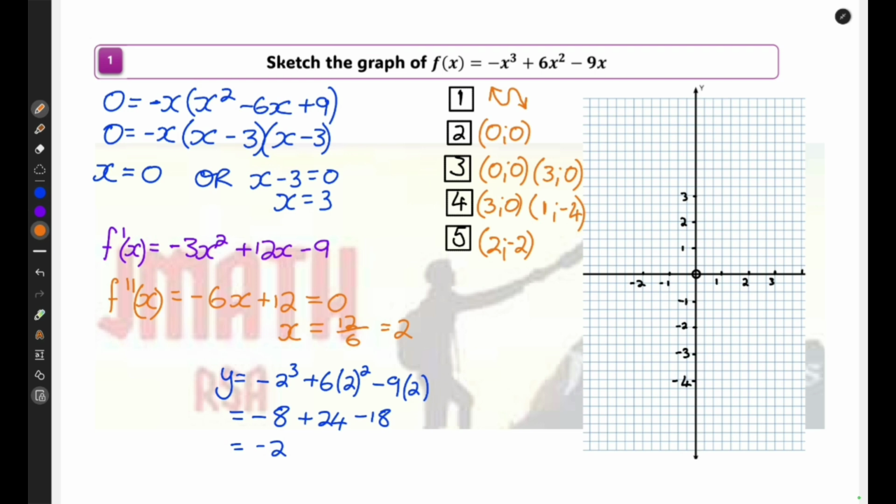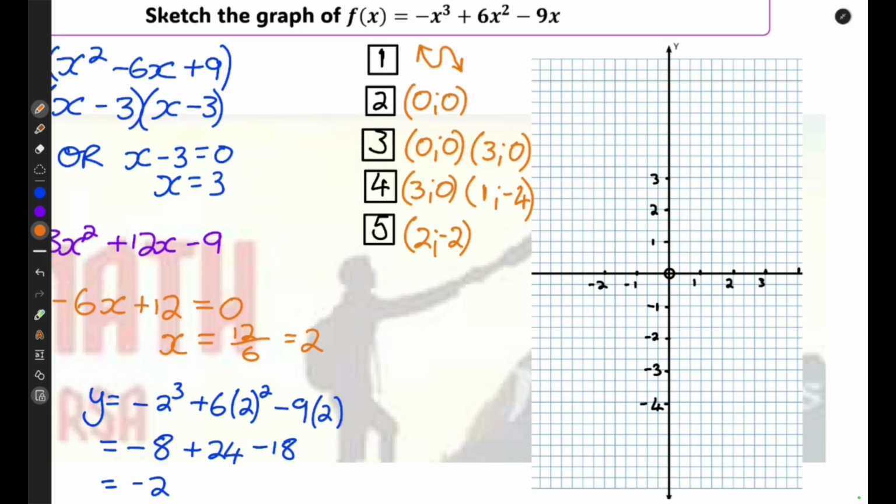I can start plotting the points and drawing this graph. It tells me the y-intercept is on (0, 0), and then my one x-intercept is obviously also there, and the other x-intercept is at (3, 0). This x-intercept is also a turning point, and the other turning point would be at (1, minus 4), way down there. Then I have a point of inflection at 2 to the right and 2 down.